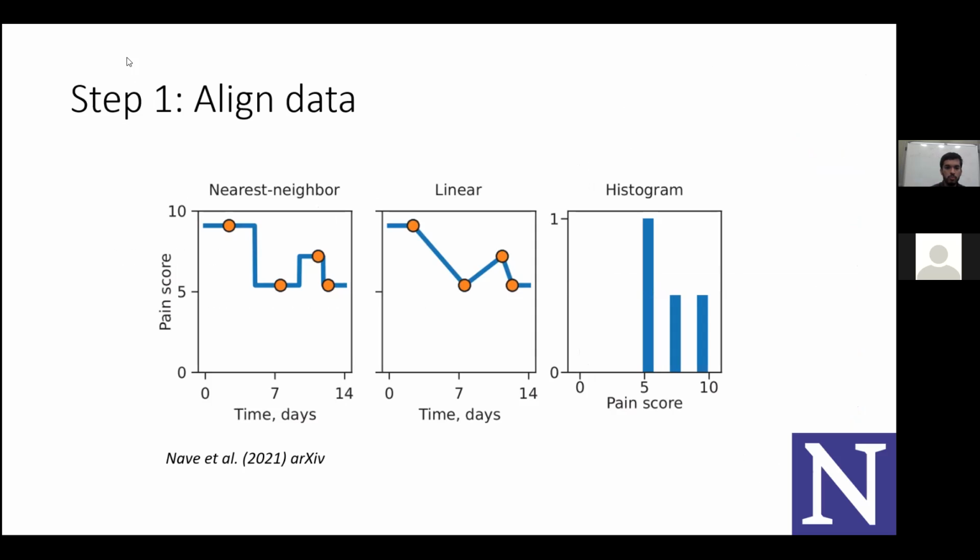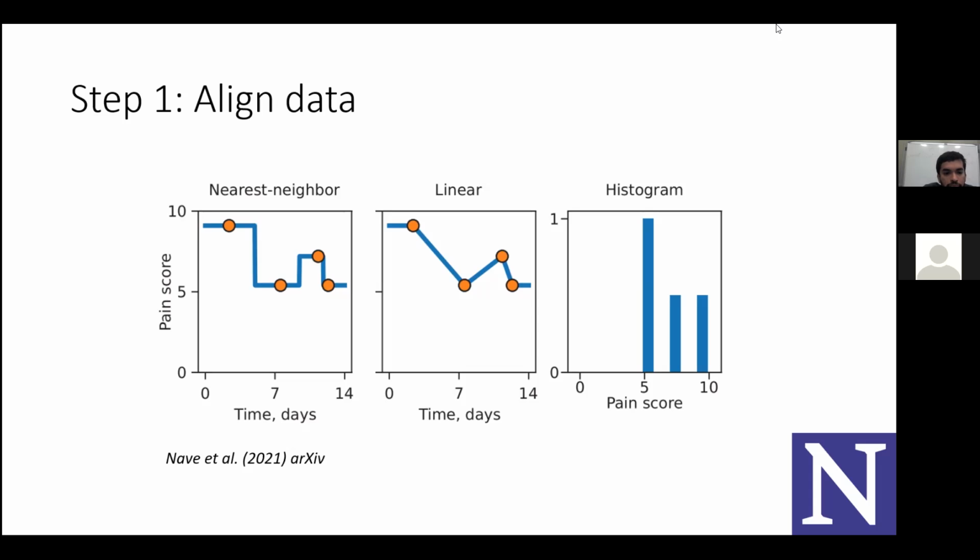And so then step 1, we have an arXiv preprint about this. We submitted it as a conference paper. It wasn't a good fit for that conference, so I'm not sure exactly what to do with this piece of it. It was to compare different ways of aligning the data.